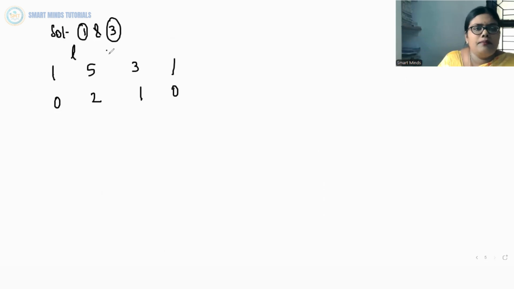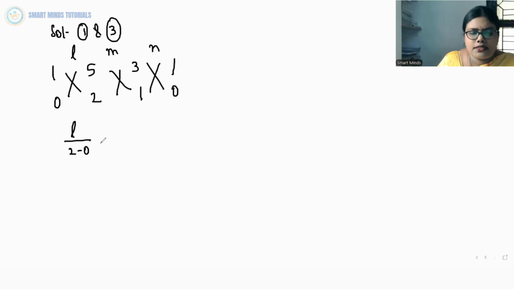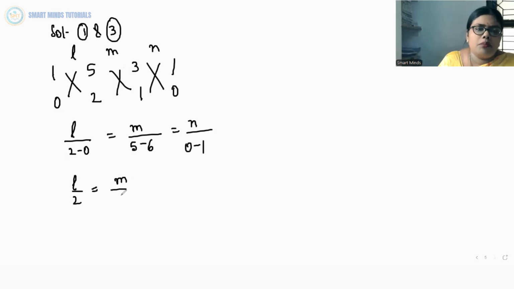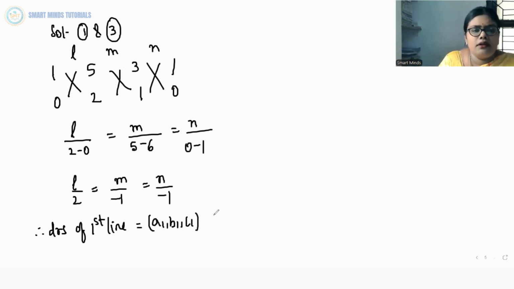Now this is L, M, N cross multiply. So L by 2 minus 0 is equal to M by 5 minus 6 is equal to N by 0 minus 1. L by 2 is equal to M by minus 1 is equal to N by minus 1. Therefore, the DRs of the first line, denoted by A1, B1, C1, are 2, minus 1, minus 1.